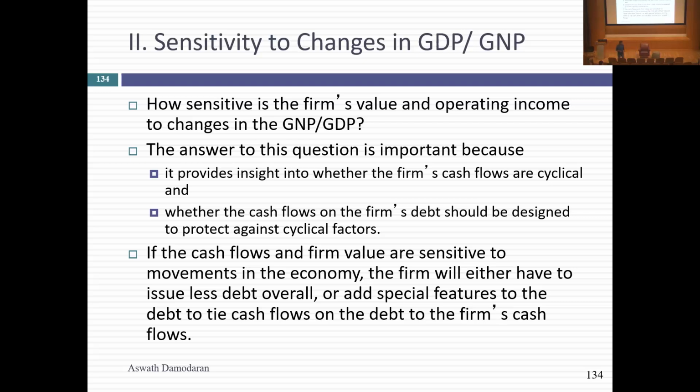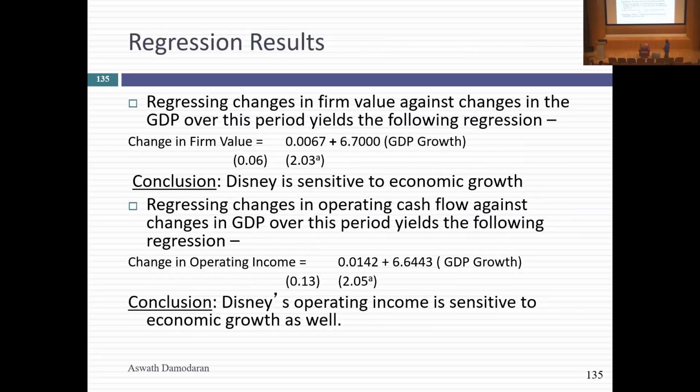So by looking at the coefficient, again, I'm trying to make judgments. Is my company cyclical or not, to get a sense at least whether my intuition about Disney works out. So I ran the regression against both firm value and change in operating income. Here, the T statistics are both significant. The coefficients are both positive. So what does that tell me?